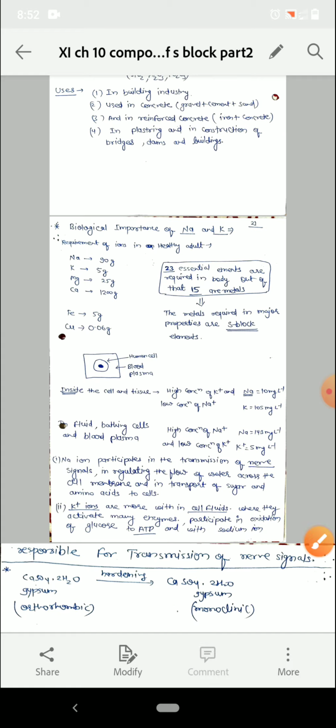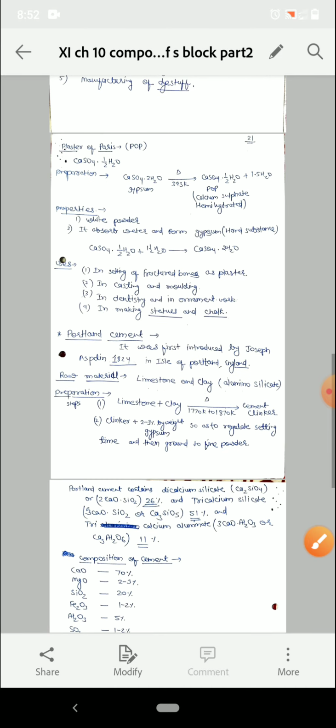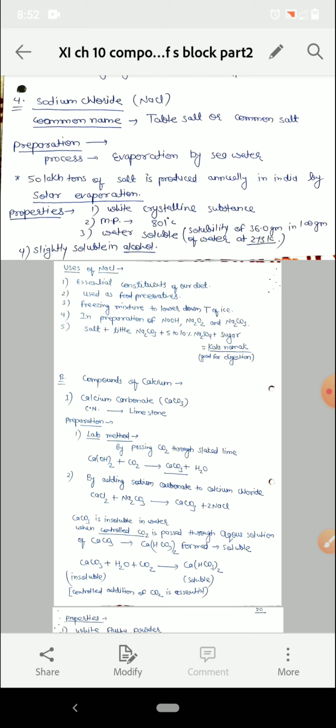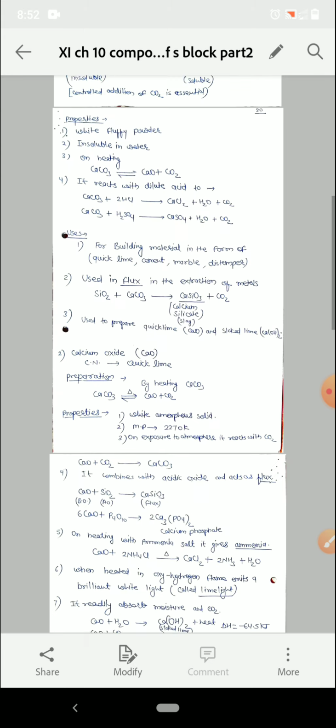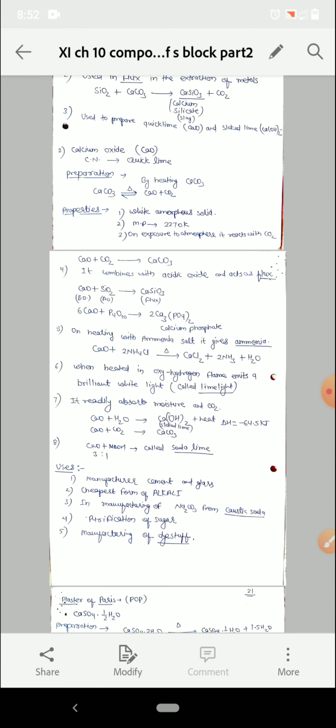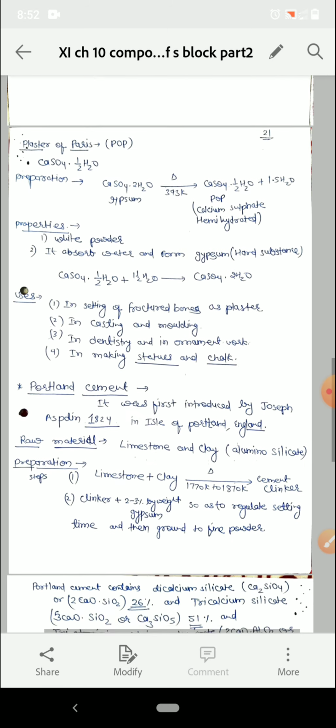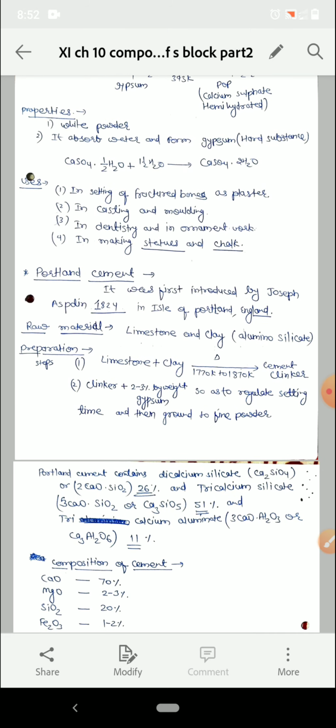Okay, students, it is our chapter, the s-block elements, and the last topic was the compounds of sodium and calcium. I hope you will study it very well, and you understand it very well. So thank you, and all the best to all of you.